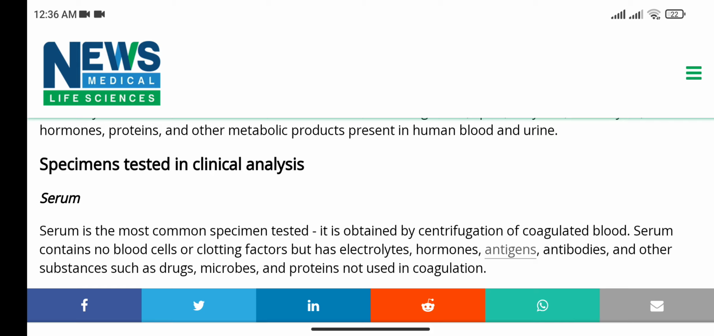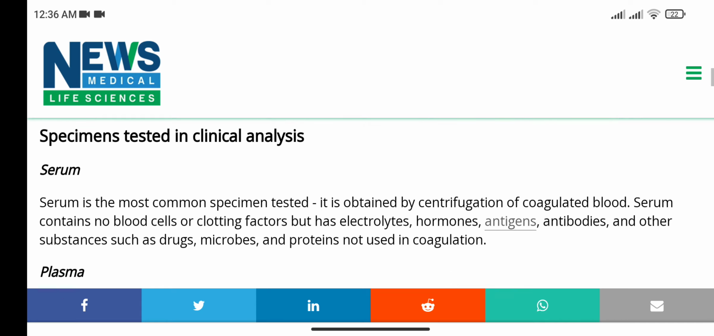First of all, we will discuss the serum. Serum is the most common specimen tested. It is obtained by centrifugation of coagulated blood. Serum contains no blood cells or clotting factors but has electrolytes, hormones, antigens, antibodies, and other substances such as drugs, microbes, and proteins not used in coagulation.